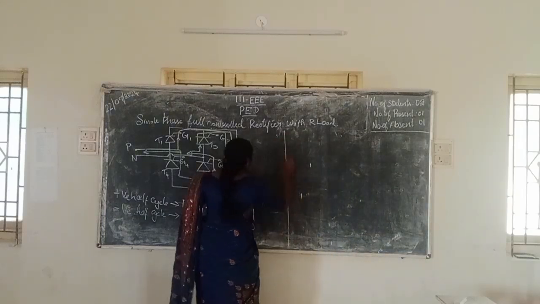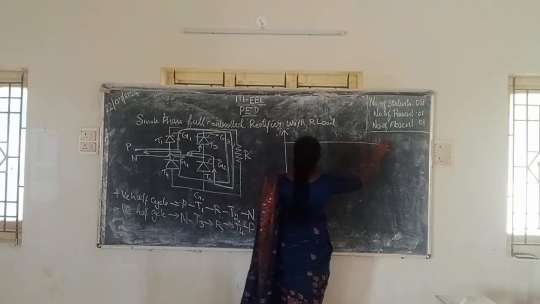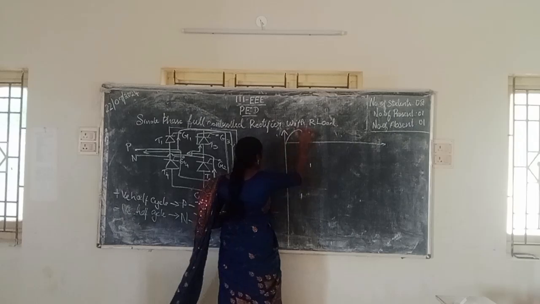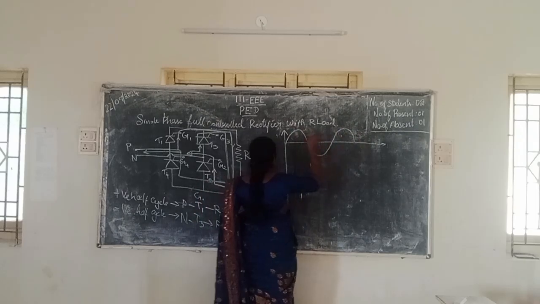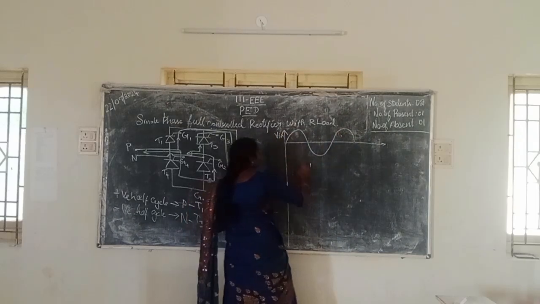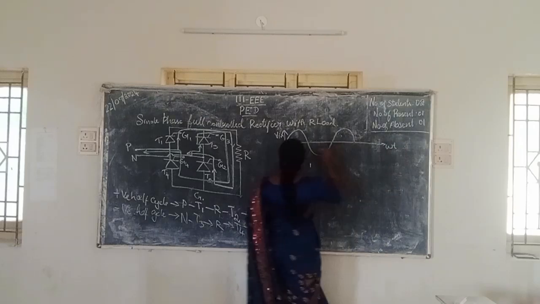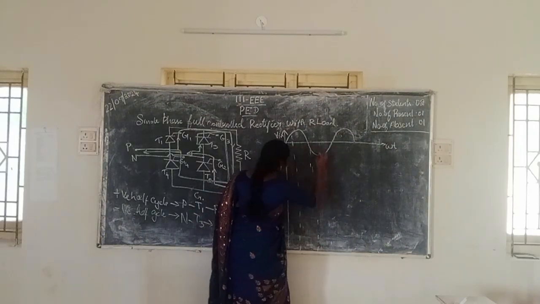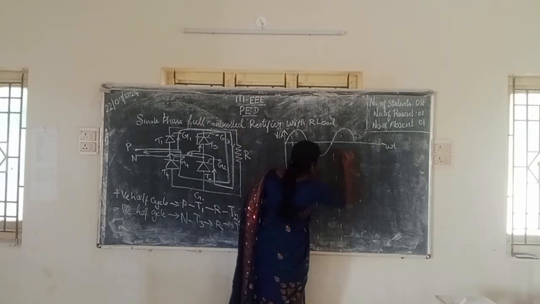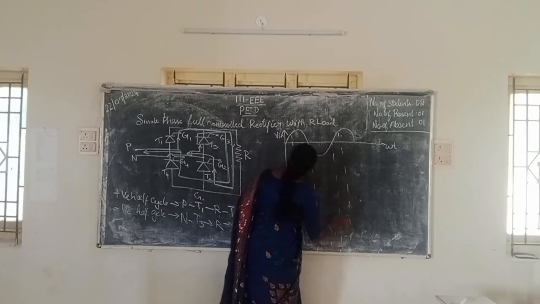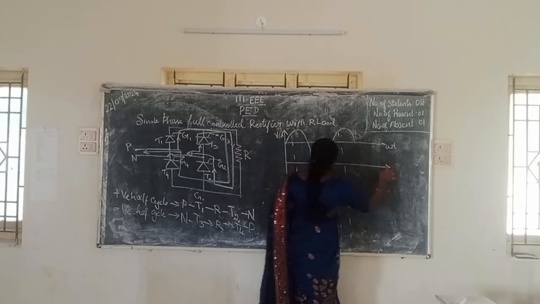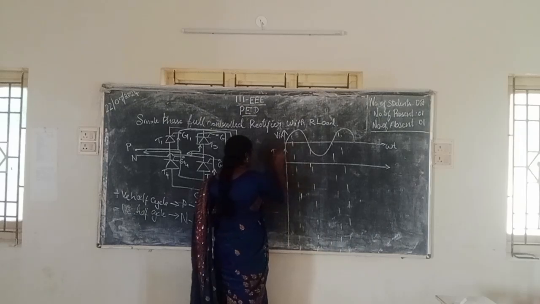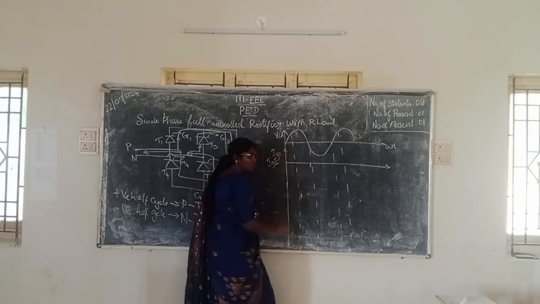Both positive and negative will be the voltage source. So now the same AC voltage we are given, with respect to omega t. The same alpha firing angle is given. So the first firing angle we are giving to G1 and G2.